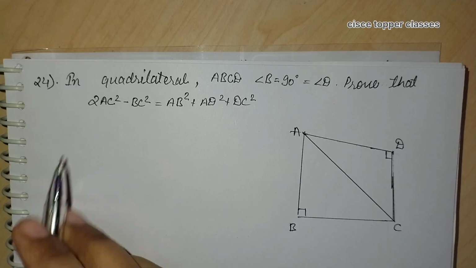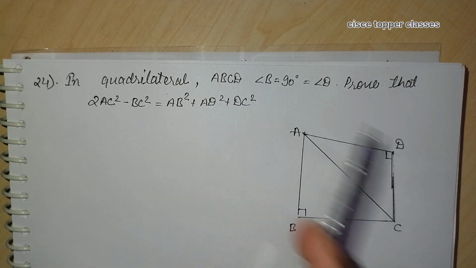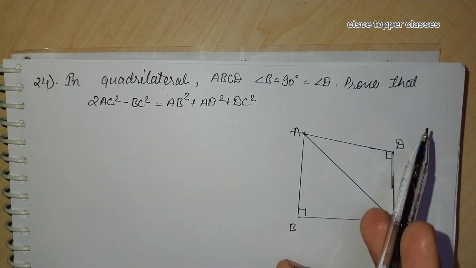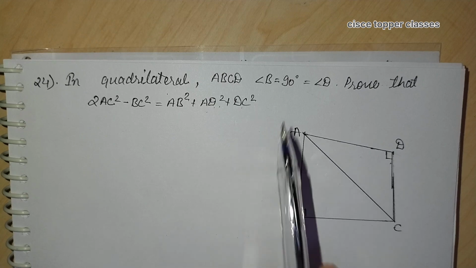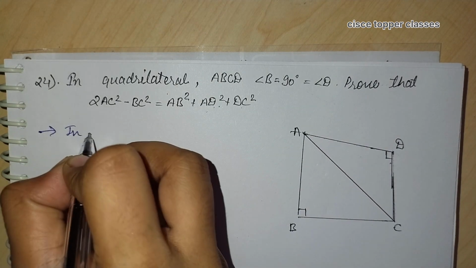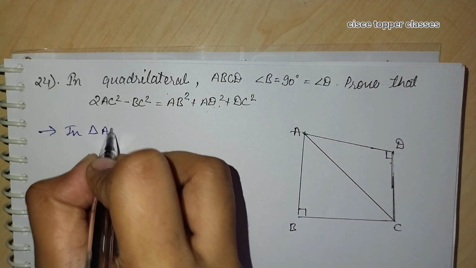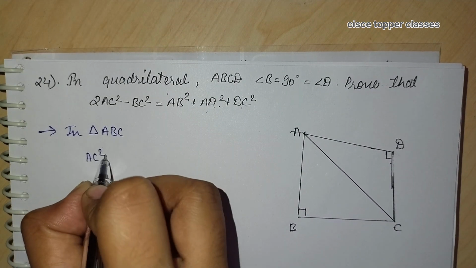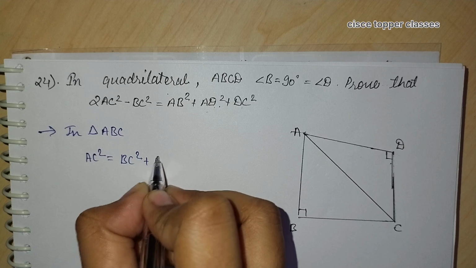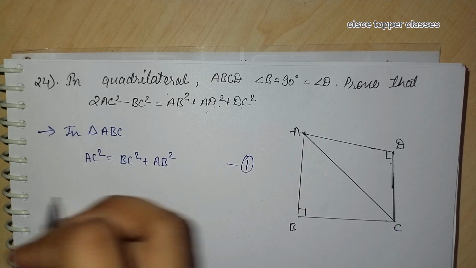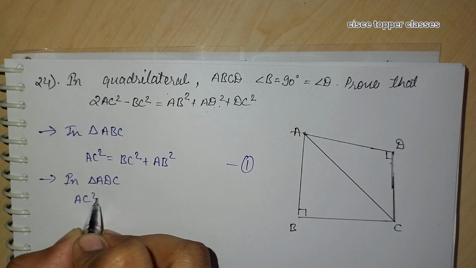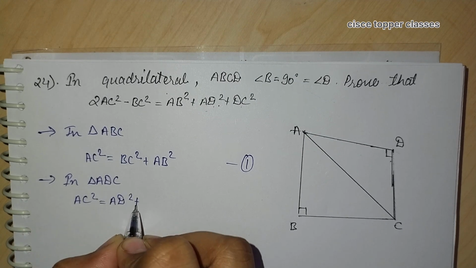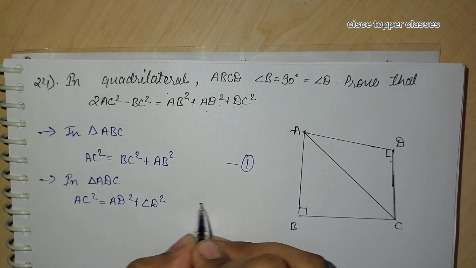Let us solve the 24th question. In quadrilateral ABCD, angle B is equal to 90 degrees and angle D is also equal to 90 degrees. Then we have to prove that 2AC square minus BC square is equal to AB square plus AD square plus DC square. Firstly we take the right angle triangle ABC. So we can write AC square is equal to BC square plus AB square as the first equation. Now in triangle ADC, we can write AC square is equal to AD square plus CD square as the second equation.